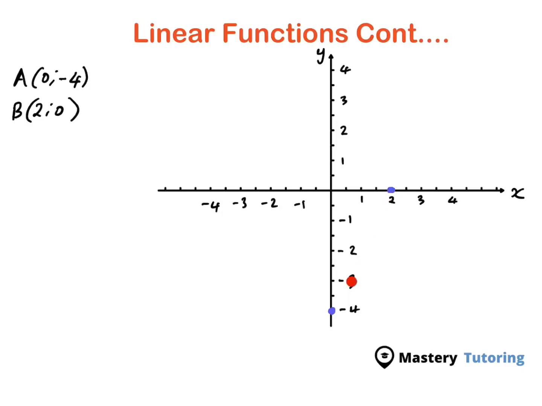We join these 2 points with a straight line because this is a straight line function or a linear function. When we do so, we have a straight line that passes through these 2 points, and you put the arrow showing that the function is increasing. So this is y is equal to 2x minus 4.